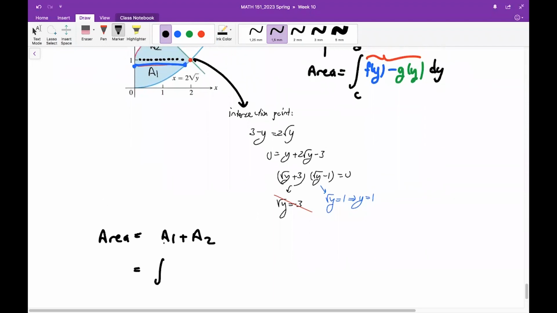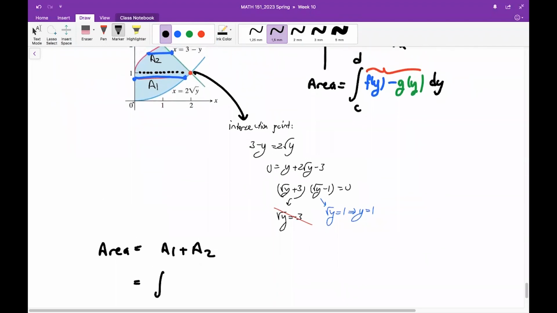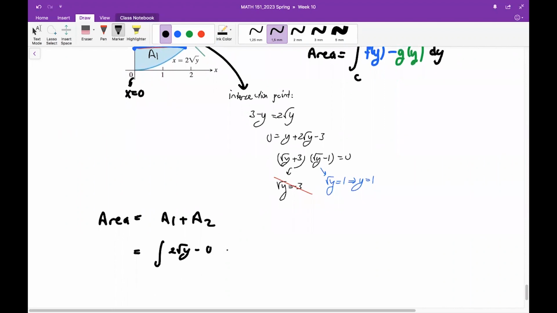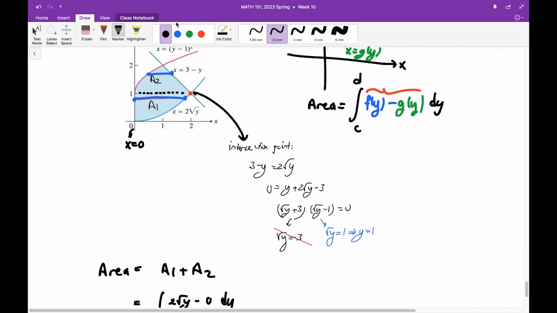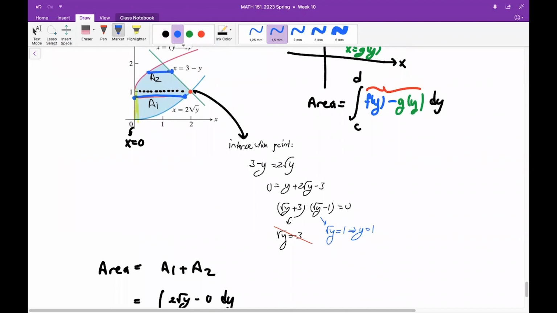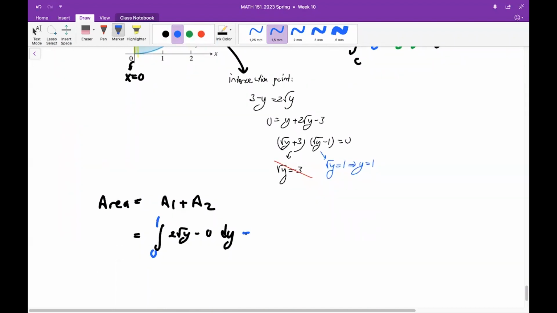Next, the integral for A1 is, the bigger curve for A1 is 2 square root y minus the smaller curve. The smaller curve is in fact the y-axis. The equation of the y-axis is x equals 0. Okay, dy. What are the boundaries? Look at the y boundaries. Look at the interval over which A1 lies. It is from where to where? 0 to 1. By the way, this expression gives us the value of A1.